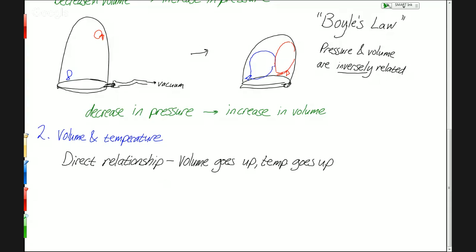One goes up, the other goes up, and vice versa. So when you're heating up some gas, you increase the volume of that gas. That's one reason there are all these warnings on pressurized cans, like aerosol cans. There's always warnings on them not to let them get too hot, not to leave them in a hot car or throw them in a fire.